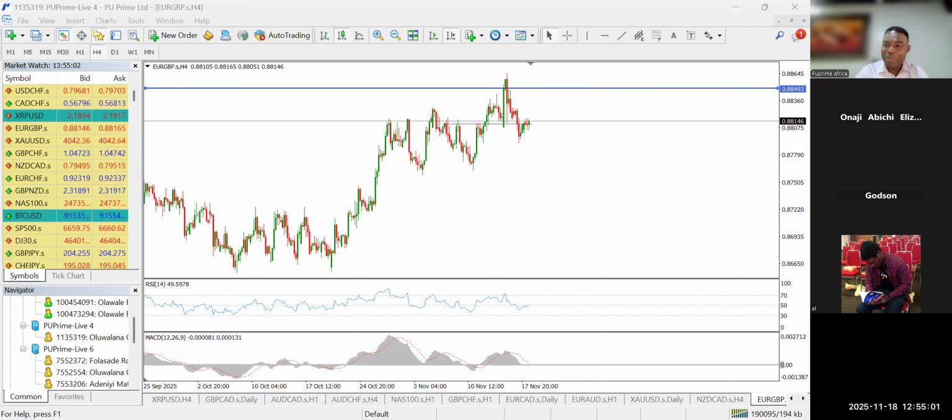All right, that'll be all from analysis. If you have any question, okay, somebody already posted now. GBP JPY. All right, let's quickly check that.